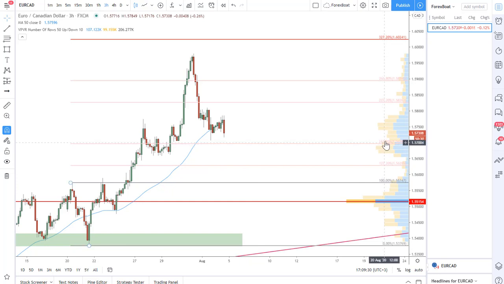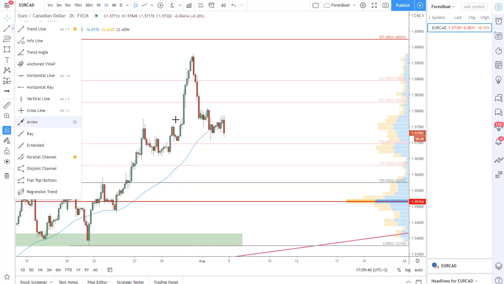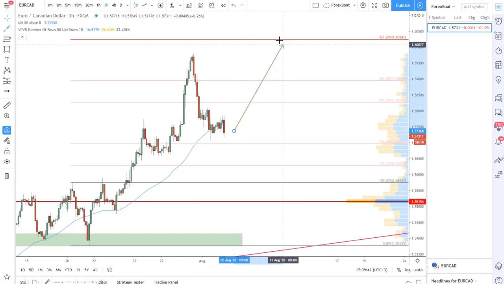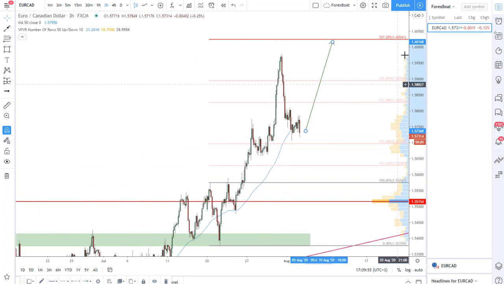127.2, 161.8, 227.2, 261.8, and the next one becomes 327.2. For this reason, perhaps we could expect such a scenario where price will be heading towards this resistance. At the same time, there could be a rejection of one of the fibs, and if there will be one, trend might be changing to the downside.